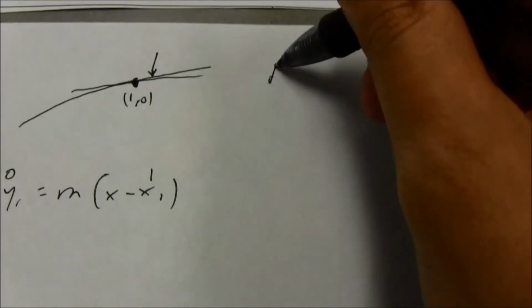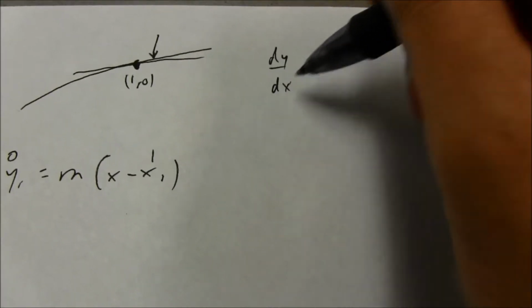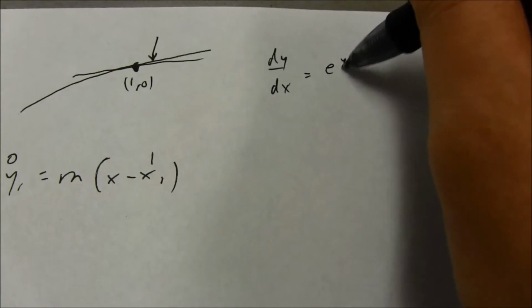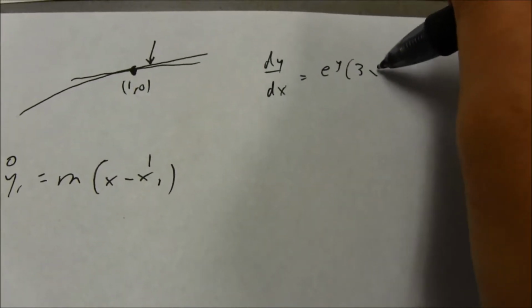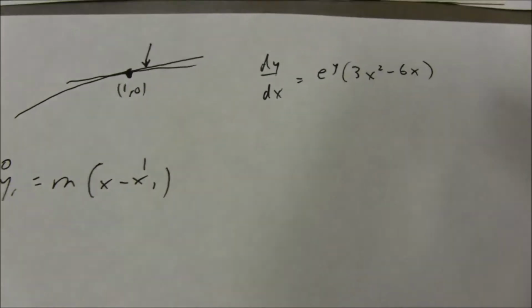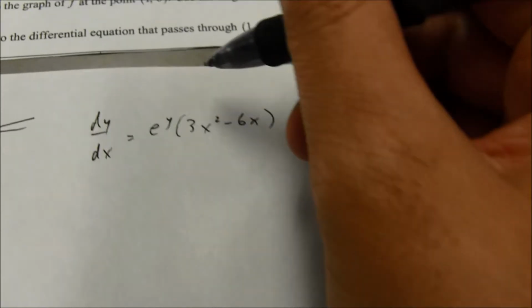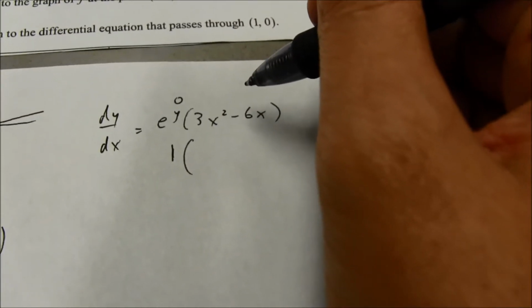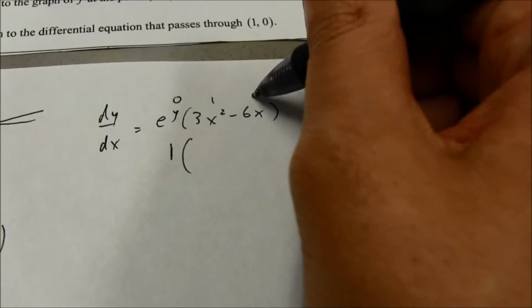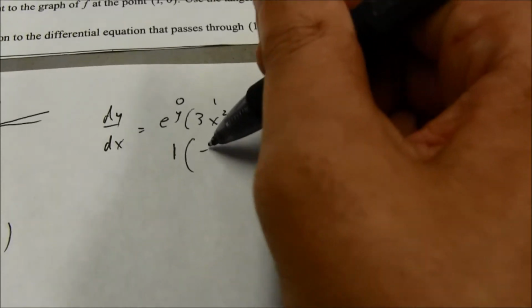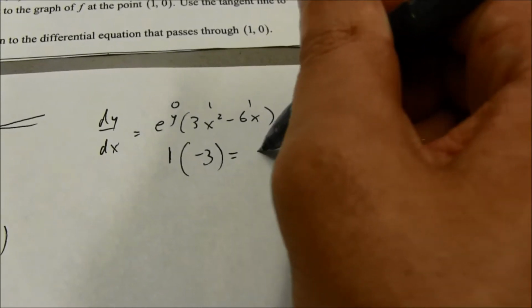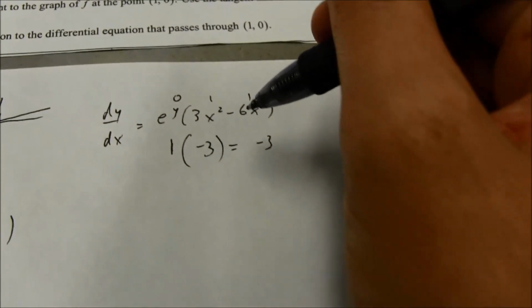Well, luckily, I have the differential equation here, and so I can sub in my x and y, and I can get an estimated slope. That's my dy/dx value. So again, they gave me a y of 0, e to the 0 power is 1, and they gave me an x value of 1. So that's going to be 3 minus 6, which is negative 3. And so that ends up being my slope there. So I can fill that in.